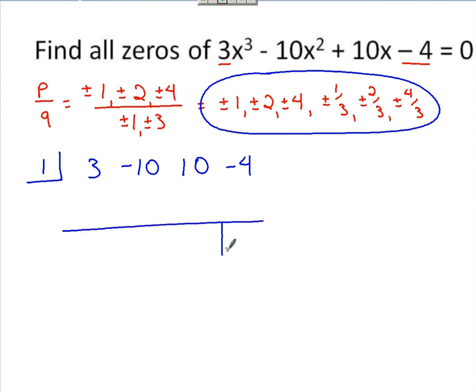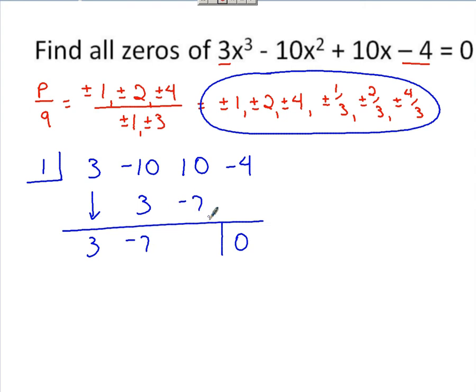My goal is to find a 0 here where if I plug it in the box, I get a 0 back over here for the remainder. So let's see if 1 works. Trying out 1, I bring down 3. 3 times 1 is 3. Add through here, get -7.